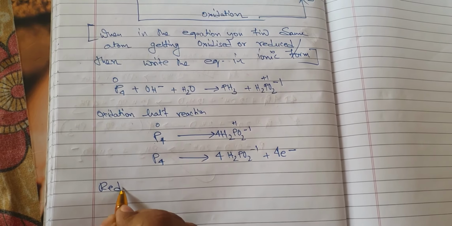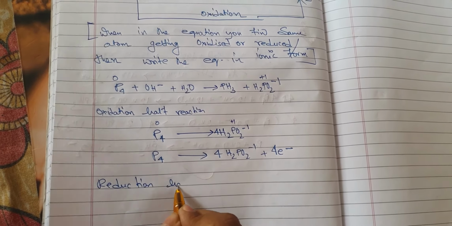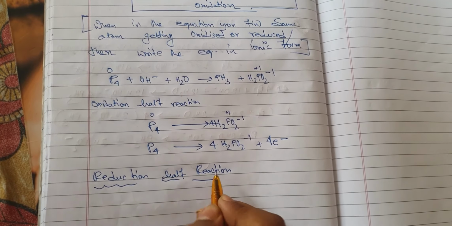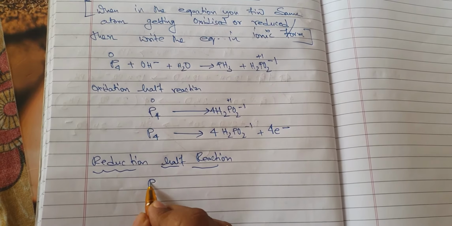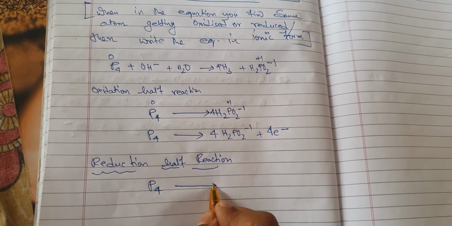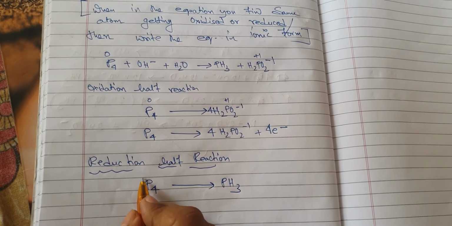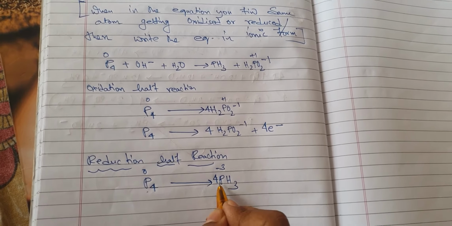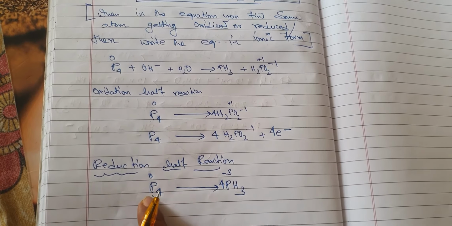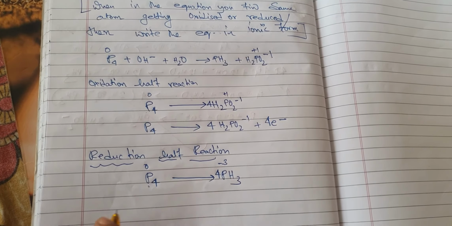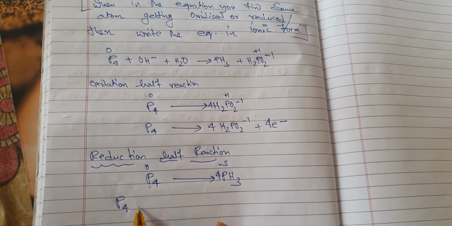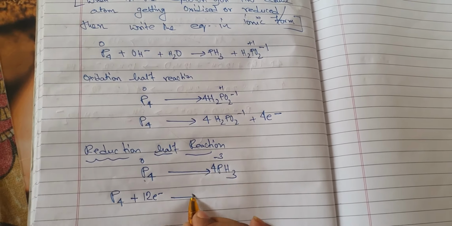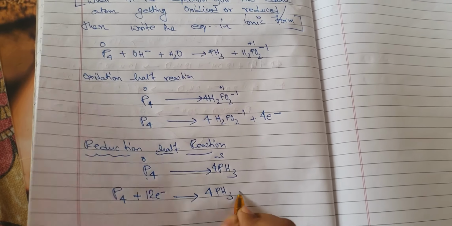Now the reduction half reaction. When you write down the reduction half reaction, it will again be P4 gives PH3. Now P4 is 0, PH3 is minus 3. Now here you have to put 4 because you have to balance it. So 1 P must be taking 3 electrons to become minus 3. So 4 P's must be taking 12 electrons, 4 threes are 12 electrons, to give 4 PH3. So that is the balance.